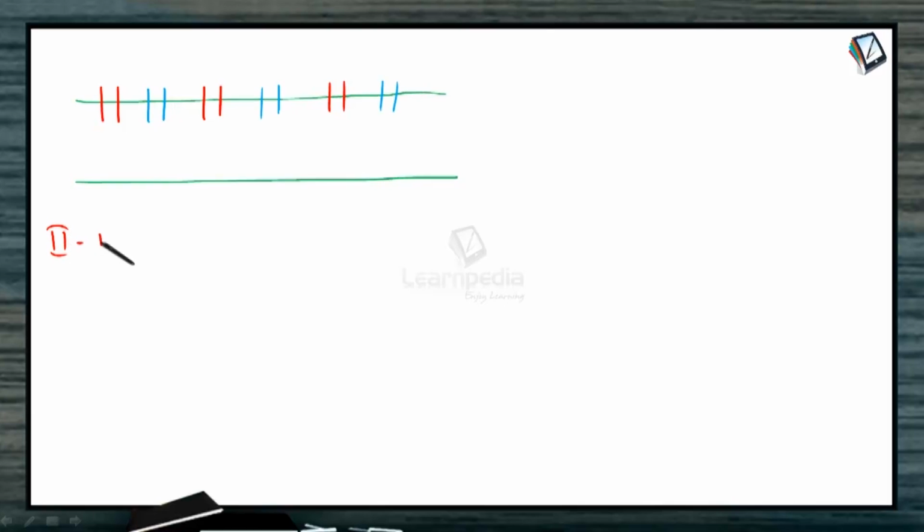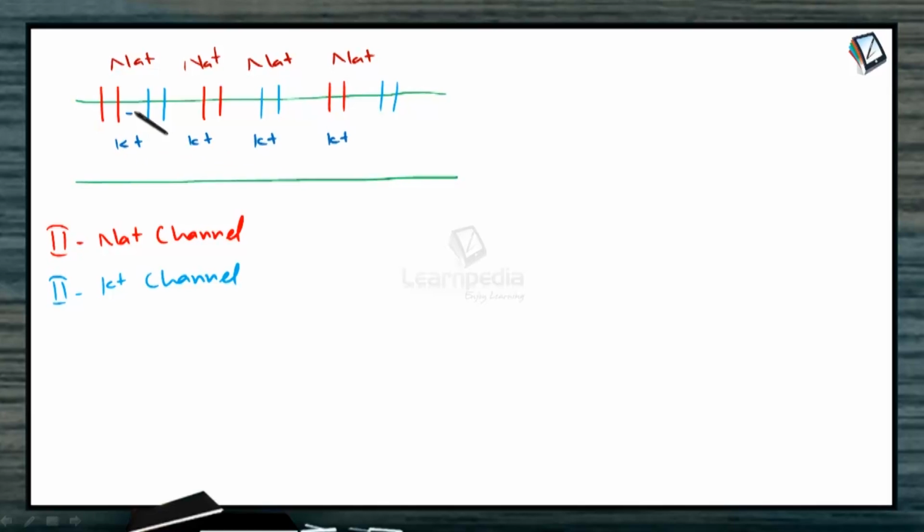Let us suppose this is axolemma. It has sodium channels and potassium channels. In red color I have shown sodium channels. In blue color I have shown potassium channels. During resting stage, more sodium ions are present outside than inside, and more potassium is present inside than outside. Inside the membrane there is electronegative nature, while outside the membrane there is electropositive nature.